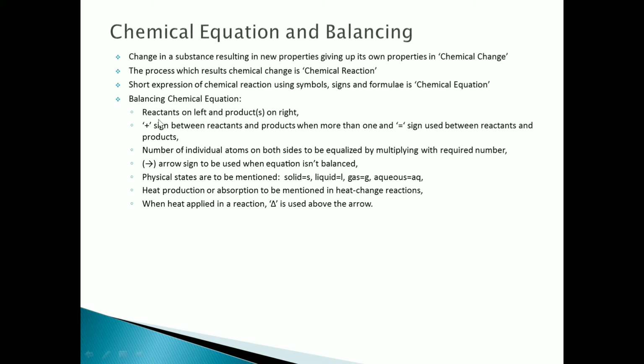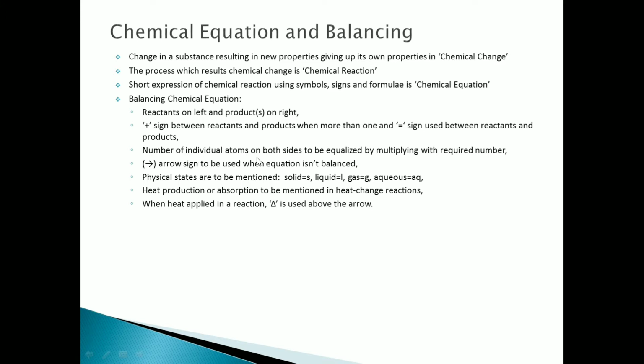The first point is that the reactants will be on the left and the product or products will be on the right. Usually reactants are more than one if it is not a decomposition reaction, which we shall learn in chapter 7 of the chemistry book. And product is usually one or it can be more. That's up to the reaction. Plus sign will be used between the reactants if more than one and products if more than one, and equal sign will be used between the reactants and products, which will show that the reactants produce the products.